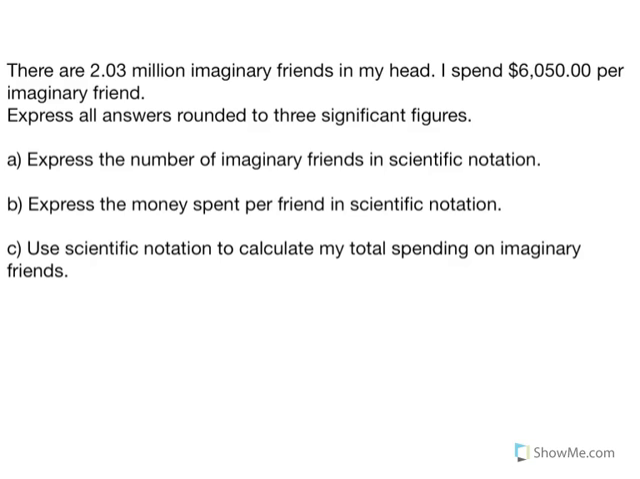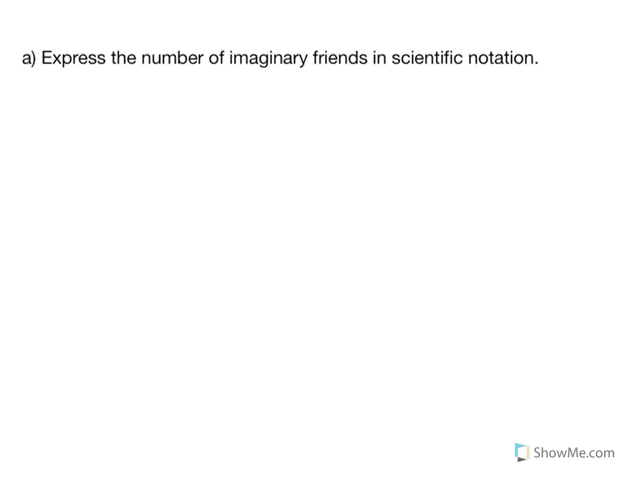First, we are going to express the number of imaginary friends in scientific notation. Then we are going to express the money spent per friend in scientific notation. And finally, we are going to use scientific notation to calculate my total spending on imaginary friends. So let's proceed. Letter A. Express the number of imaginary friends in scientific notation.